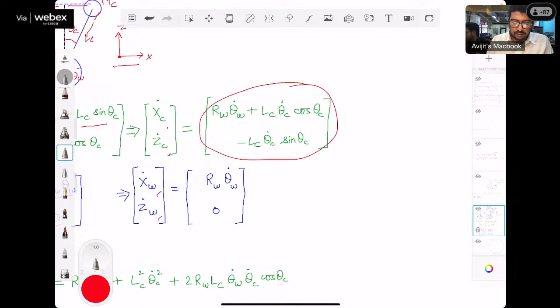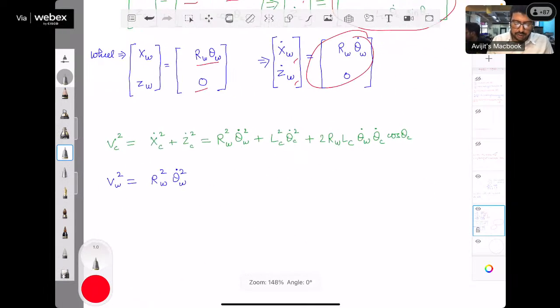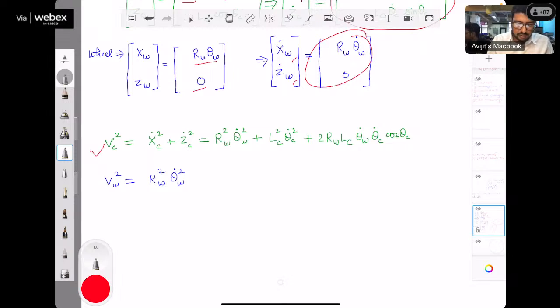This is the outcome. Using these matrices, we will be able to calculate the velocity of the system, meaning both the velocity of the wheel and the center of mass. Why are we calculating the velocity of the wheel and center of mass? Because we want to calculate kinetic energy and potential energy also, because we want to do Euler-Lagrange. We want to find the Lagrangian function. Okay.